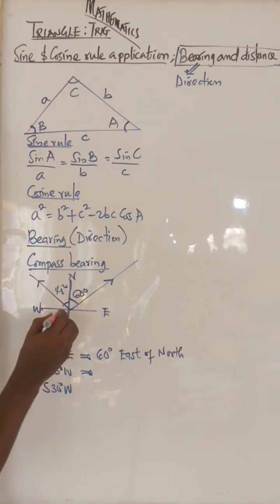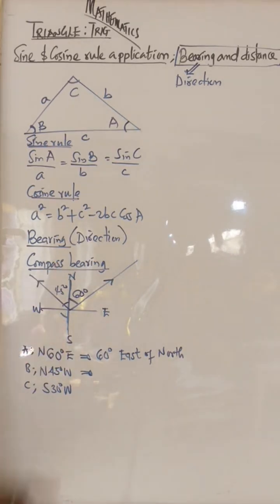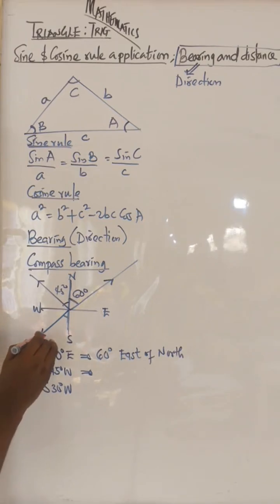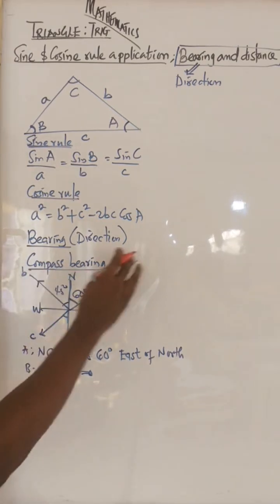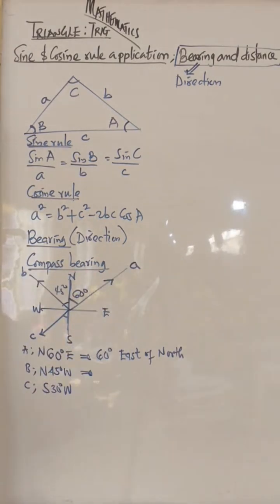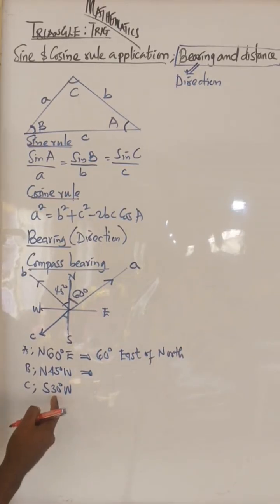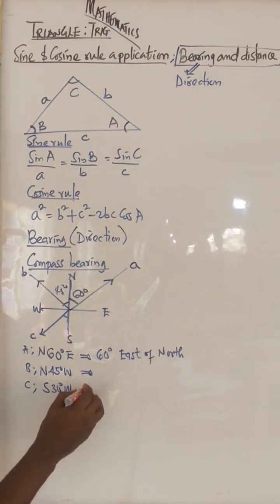So we measure the 30 from here. The reference is always to the vertical, like I said. The 30 degrees move this way. This is the direction of particle C. This is particle B. This is particle A. So south 30 degree west is the same thing as what? 30 degree west of south.